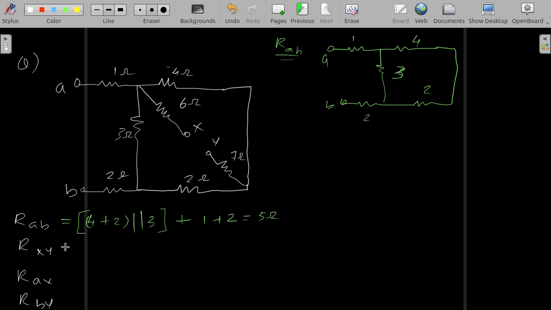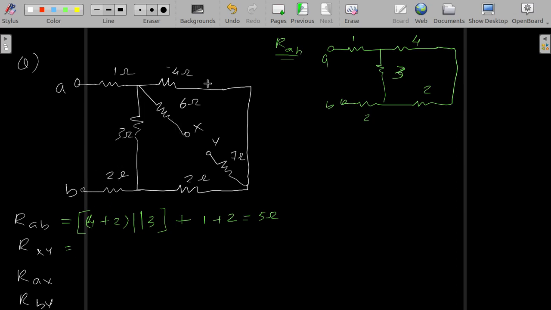Okay, so that is the answer. So now let's see XY, right? XY. So again we have to use the argument that we used earlier for RAB. We have to see if we give supply here, in which all ways will the current pass. So if we give supply here, the current will go here. It won't go through this path or this path because they are open circuits.